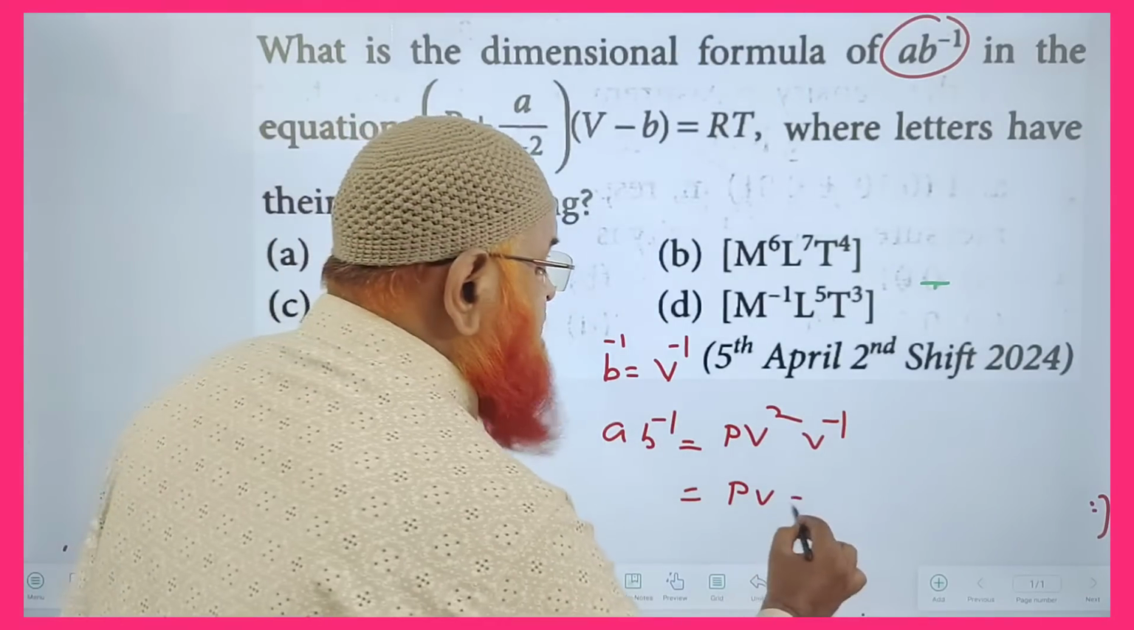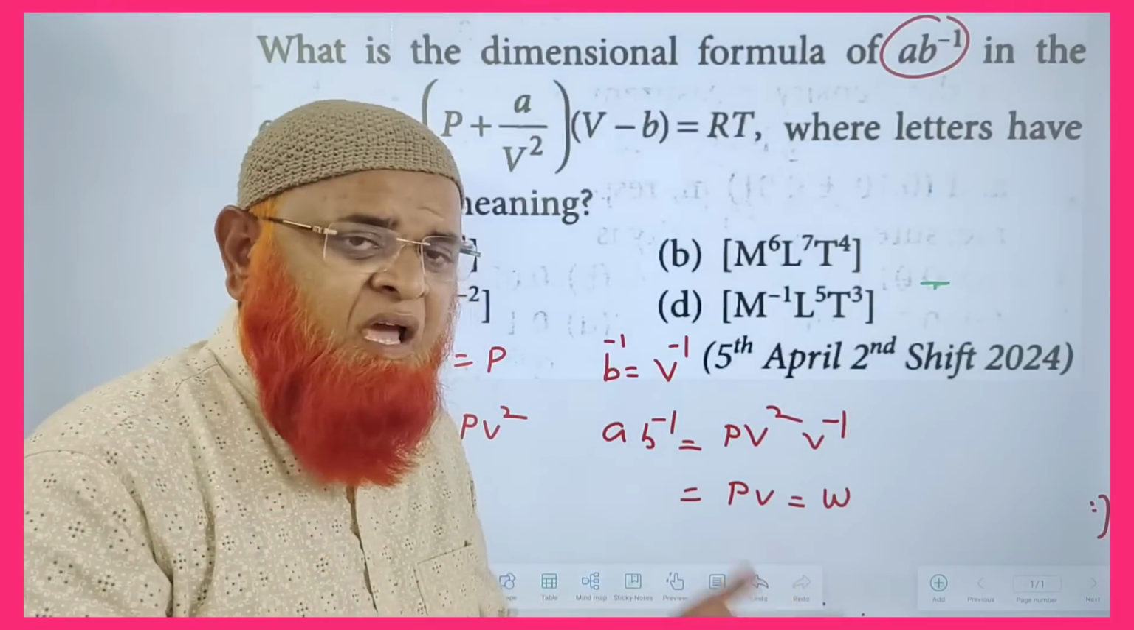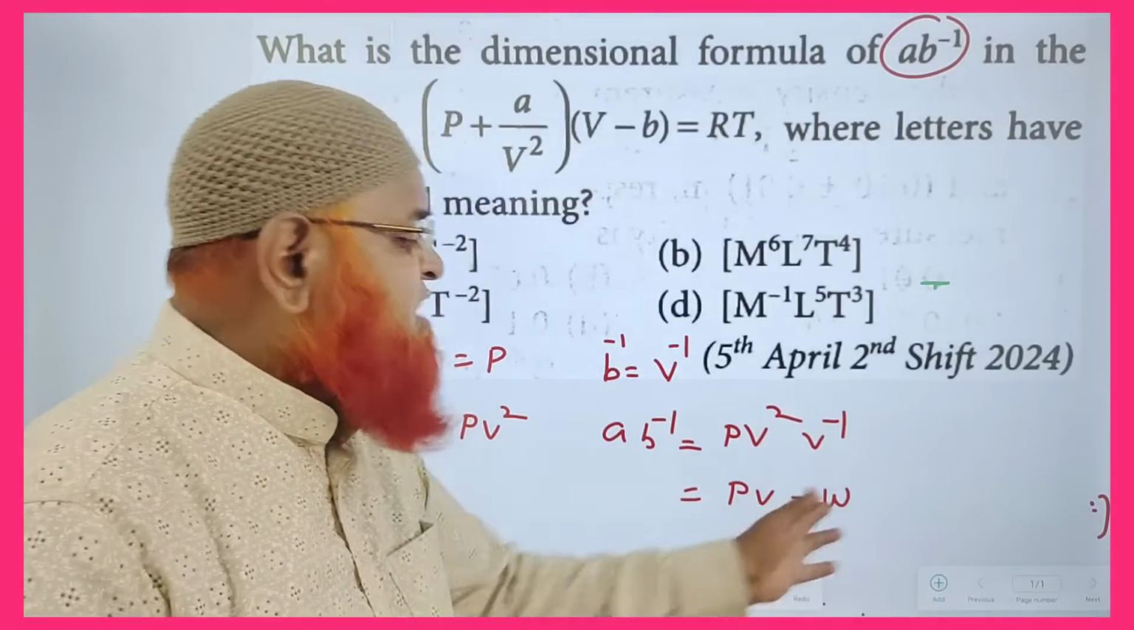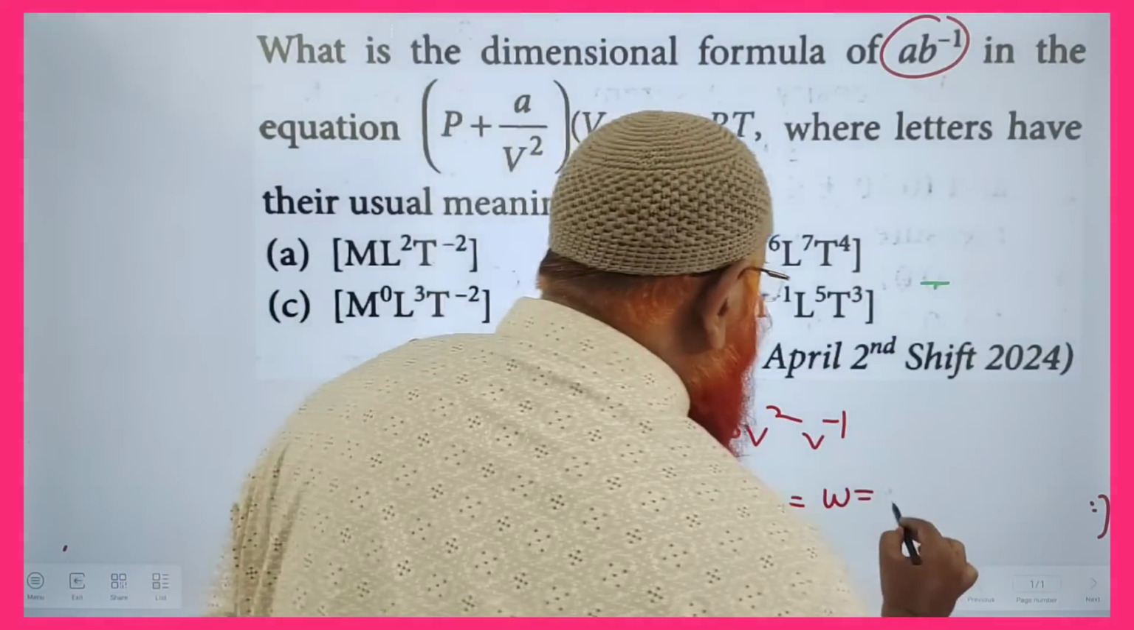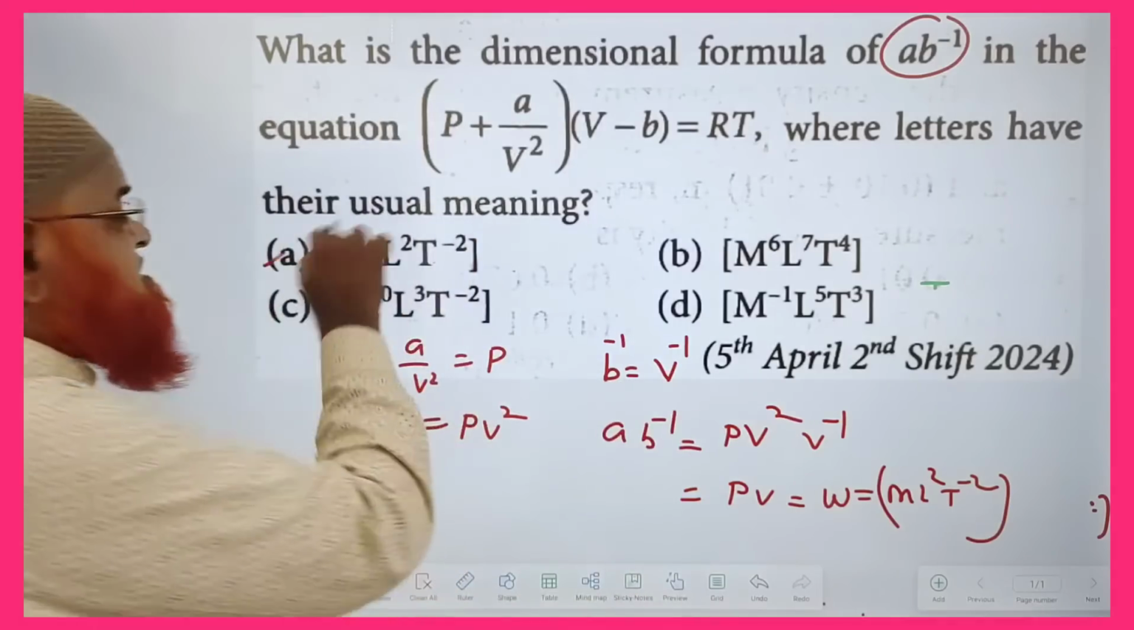You know, according to thermodynamics, the work done formula is pressure into volume, PdV. dW is equal to PdV. So PV is equal to work done. So work done, you know, the dimensional formula is ML square T power minus 2. So therefore this is going to be the correct answer.